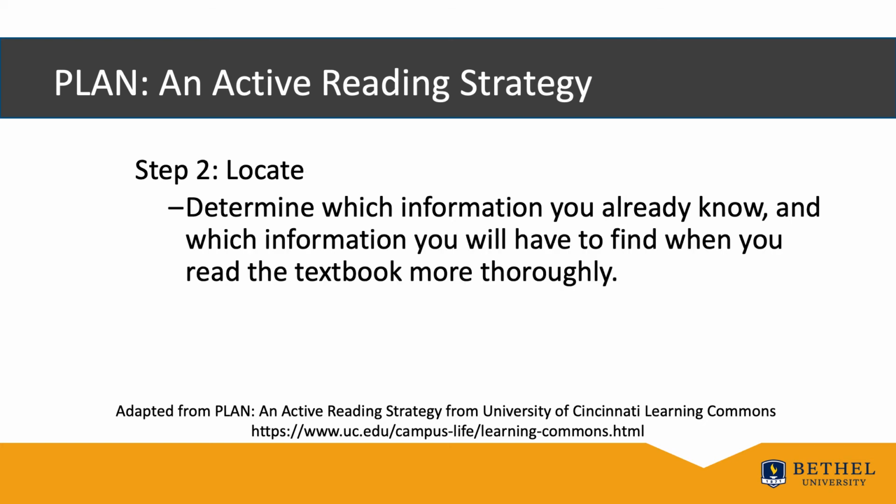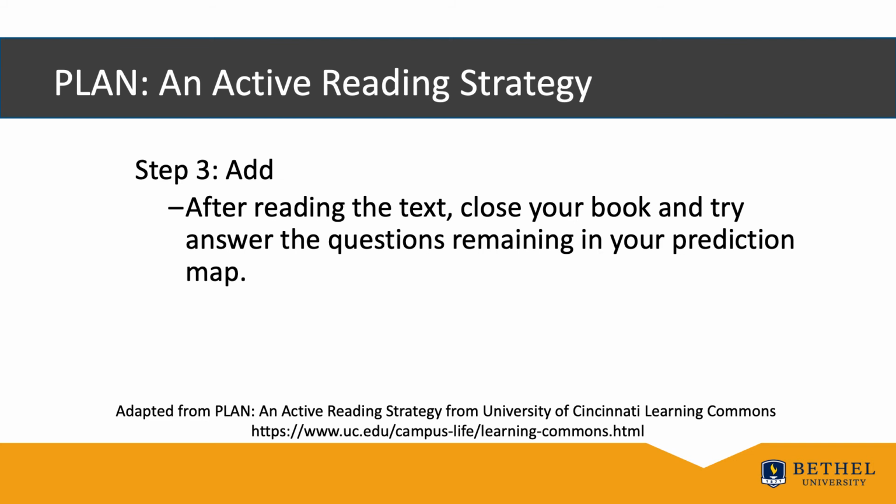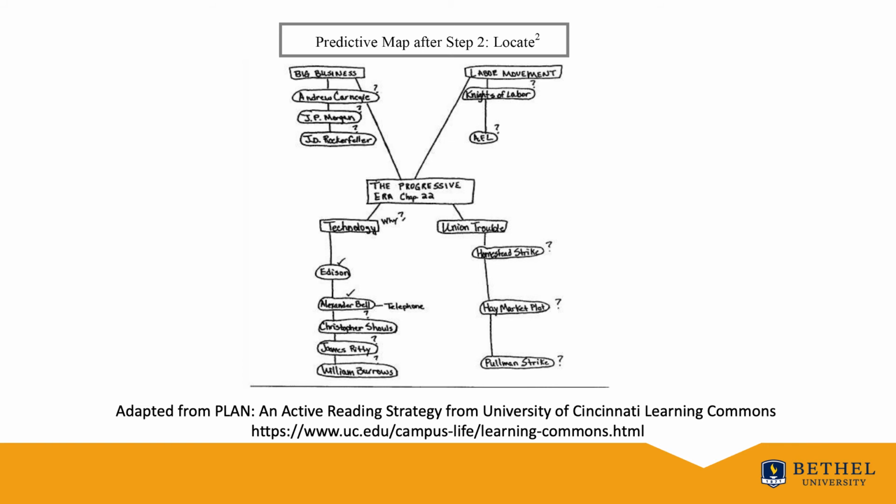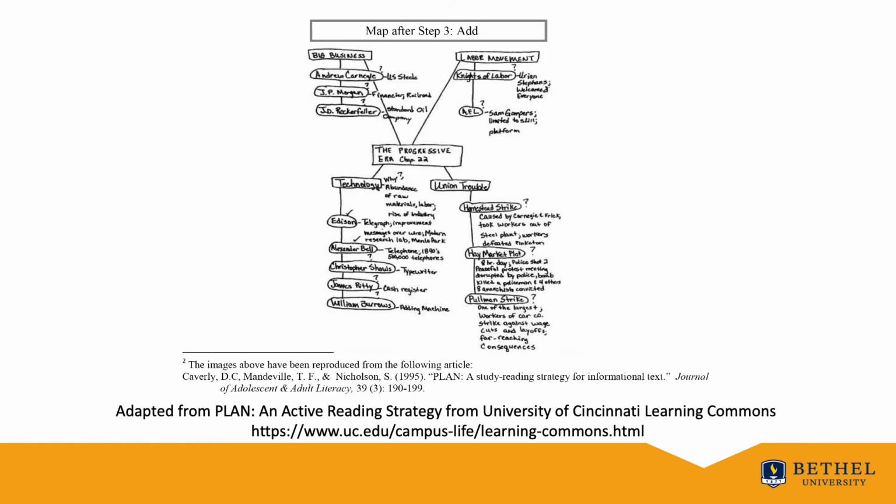Step 2 is about locating. After drawing your map, determine which information you already know and which information you will have to find when you read the textbook more thoroughly. Step 3 is to add. After reading the text, close your book and try to answer questions remaining in the prediction map. Try to include as much information as possible for each topic. So here's an example of a predictive map. Map after step 3 of add.